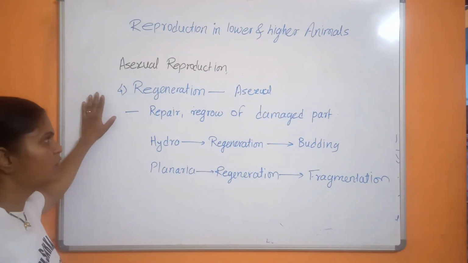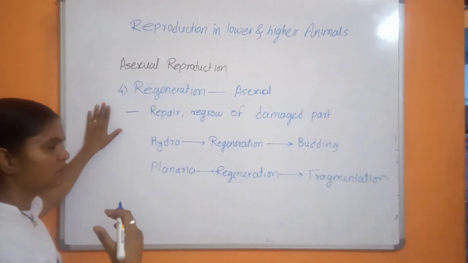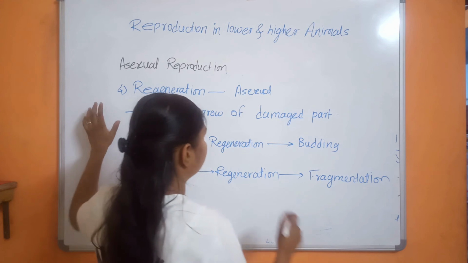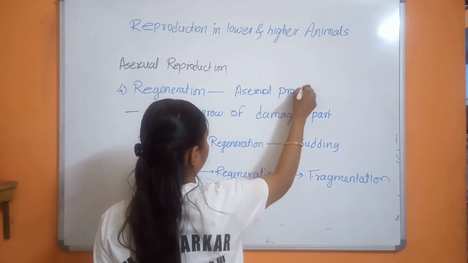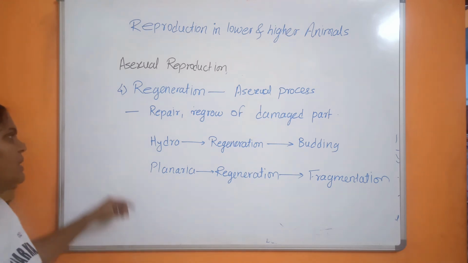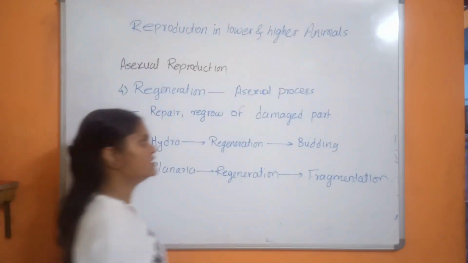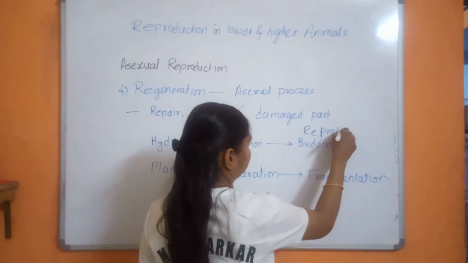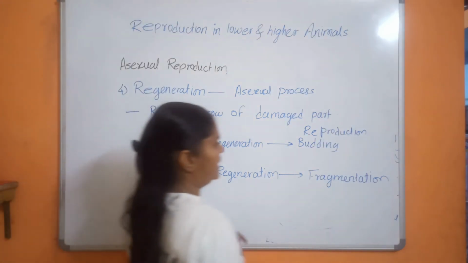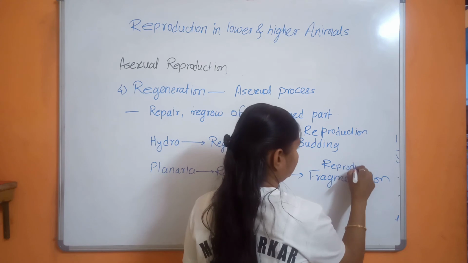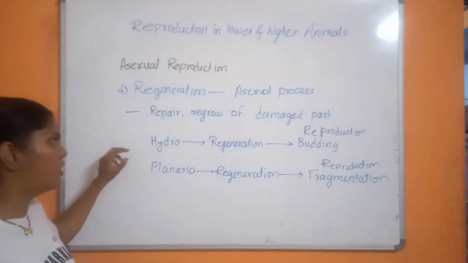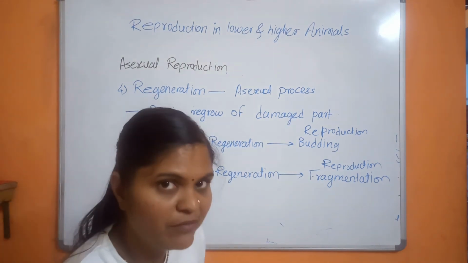In the case of the wall lizard, the tail is detached from the body in danger, and it regrows again. Yes, this is the regeneration process, an asexual process. So regeneration is an asexual process in which a damaged or detached part is repaired and regrown. Hydra shows regeneration, but it shows reproduction by budding. Planaria also shows regeneration of their detached body part, and they show reproduction through fragmentation. So reproduction of planaria is fragmentation. Reproduction of Hydra is budding. So examples are very important from this topic.